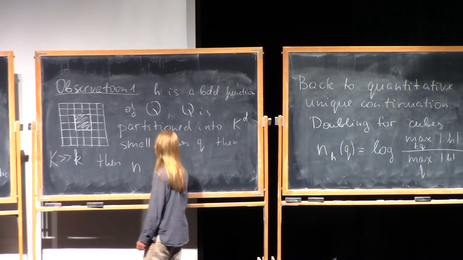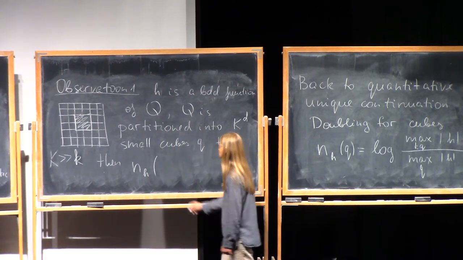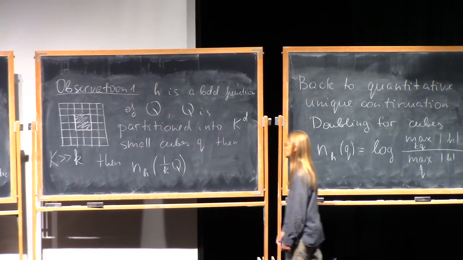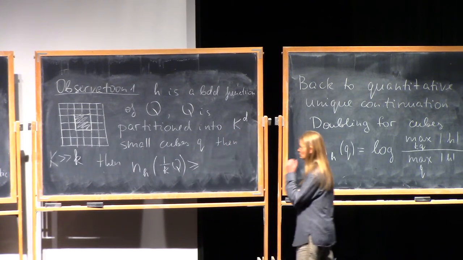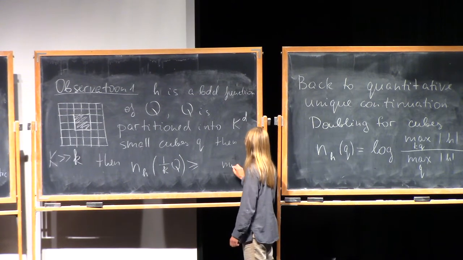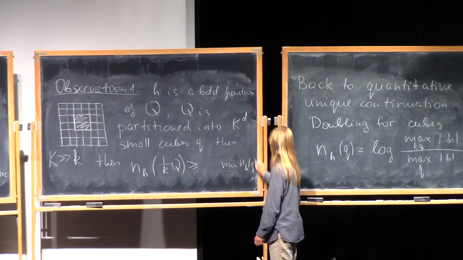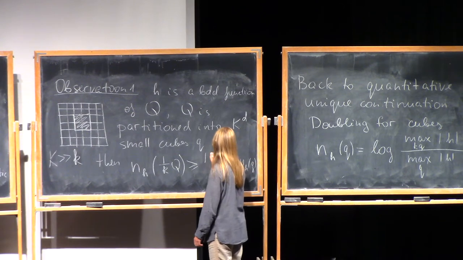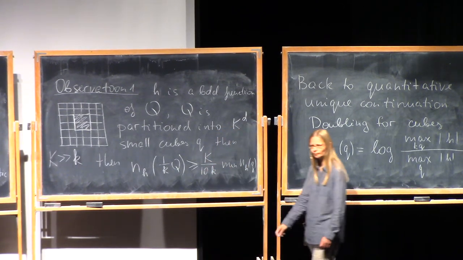Then the doubling index function h at 1 over k q is larger than the minimum of the doubling index on small cubes times a constant, say, k over 10 small k here.